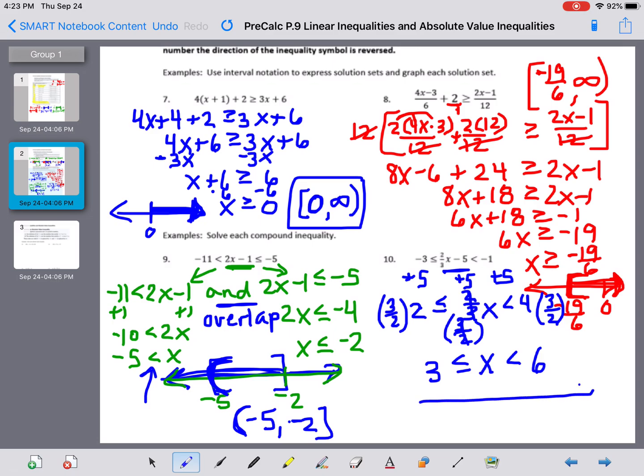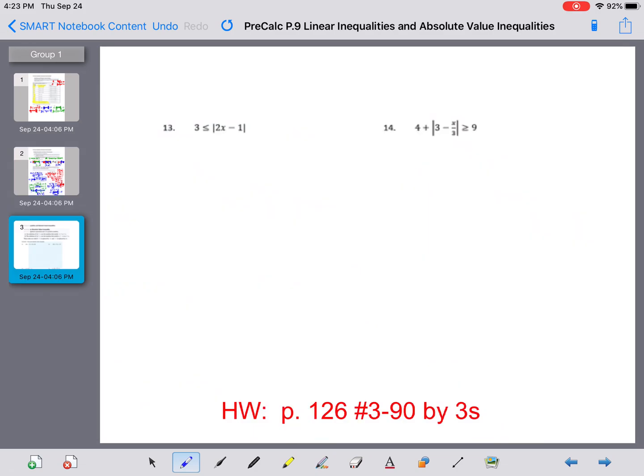Okay, so on a number line, if I look at that, here's my 3, here's my 6. Once again, my inequality signs are different. That means I'm including the 3 and going to the right, but I'm not including the 6 and going to the left. So my overlap is between 3 and 6. So as an interval, I would write it 3, 6, bracket on the 3, parenthesis on the 6. And we have one more page here.